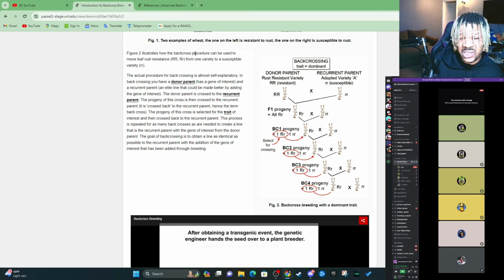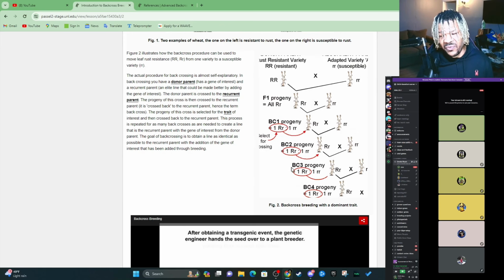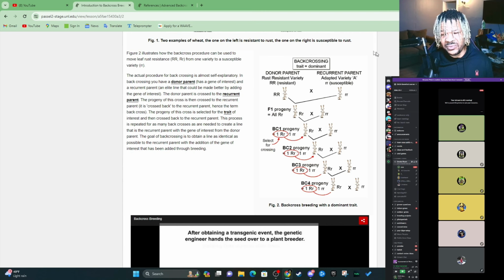Figure 2 illustrates how the backcross procedure can be used to move leaf rust resistance from one variety to a susceptible variety. Little r, recessive. Big R, homozygous dominant. Big R, little r, heterozygous. And little r, homozygous recessive in this case. And we already got familiar with this right here. So look at that. Now we know exactly what we're looking at.